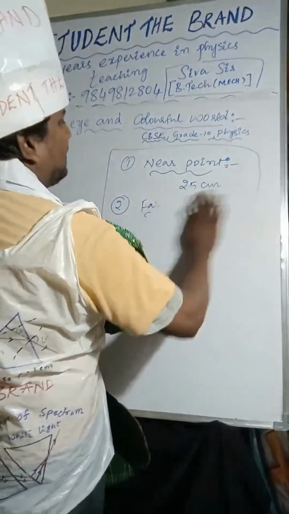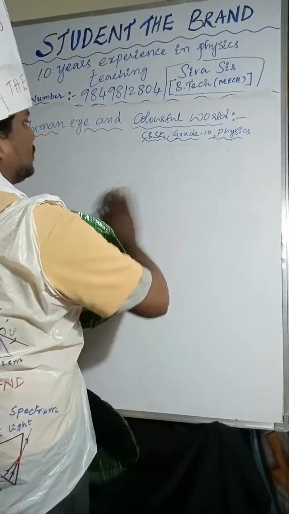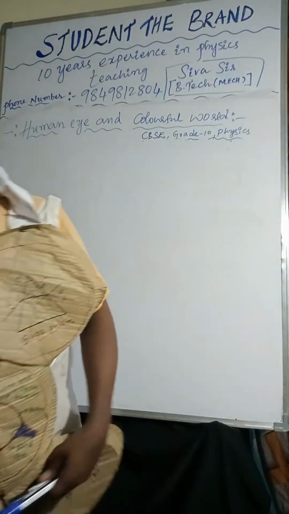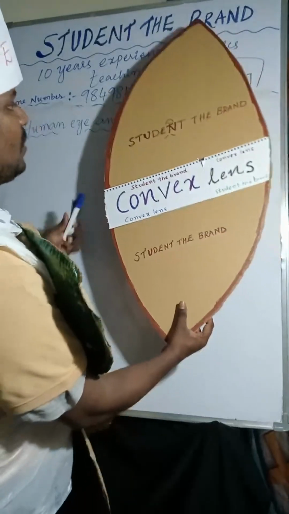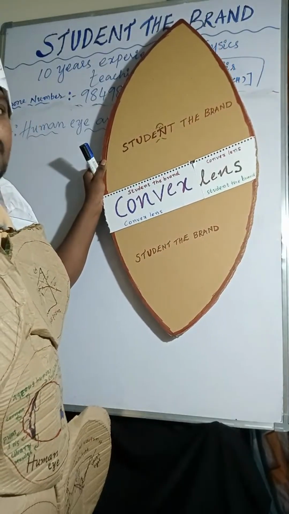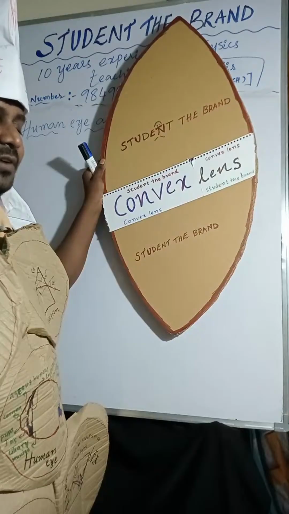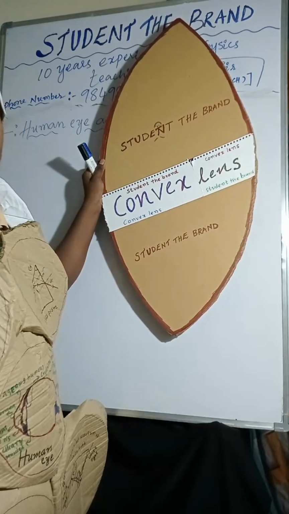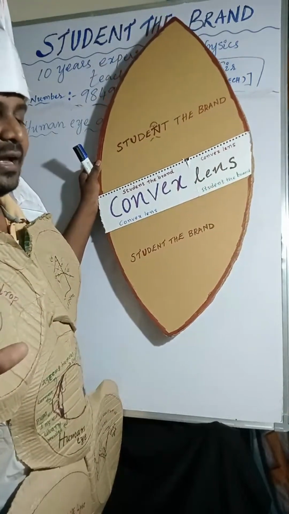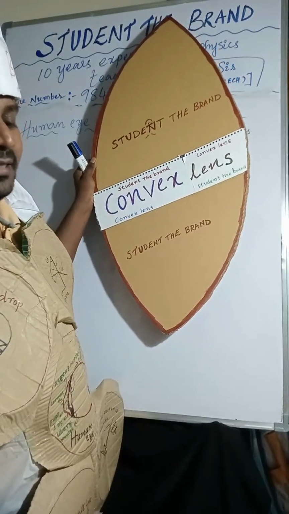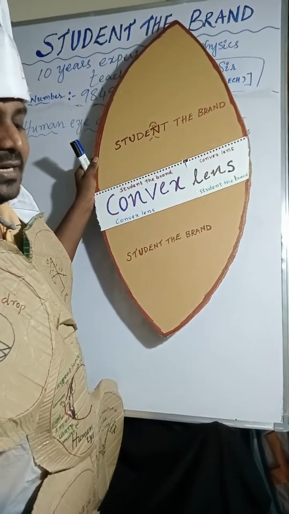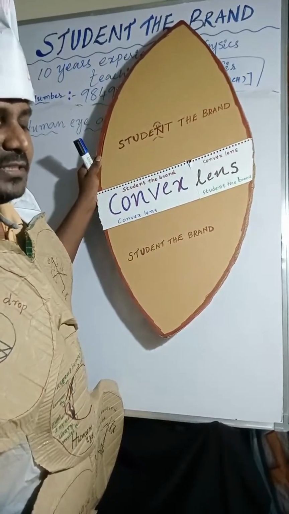What are refractive defects? Normally I mentioned the convex lens, right? So I'll show you the convex lens. You can observe it. Whenever light falls on it, if the convex lens does not refract the light properly, then defects will arise. Because of that, the person can't see the objects clearly.